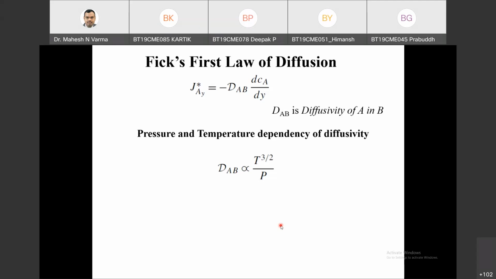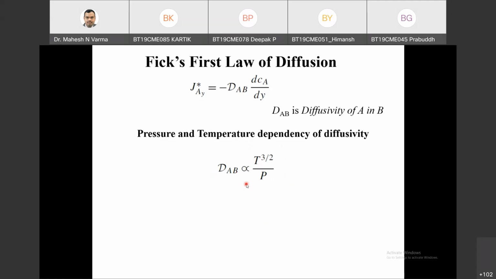So this diffusivity is directly proportional to temperature raised to 3 by 2 and inversely proportional to pressure. This is a very important equation. So as I told, mass transfer is similar to heat transfer is similar to fluid mechanics. Everybody is convinced of this, but there are some differences also. So what is the difference?